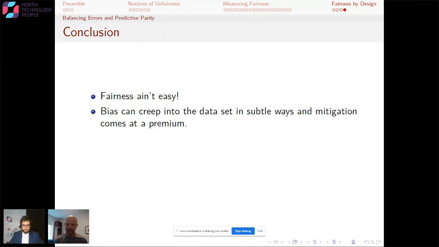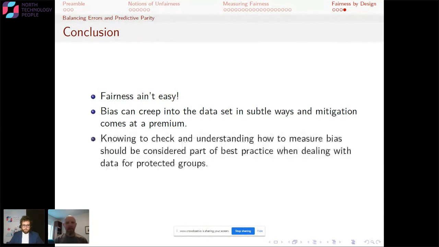Bias can creep into the data set in subtle ways. I mentioned a few in the beginning. It doesn't have to be intentional, but it can still happen. So you have to actually focus and be aware of those issues in order to try to fix them at the source, at the data. Knowing how to measure fairness and bias just has to become part of the way we do data science. Otherwise, we can't just rely on the data.